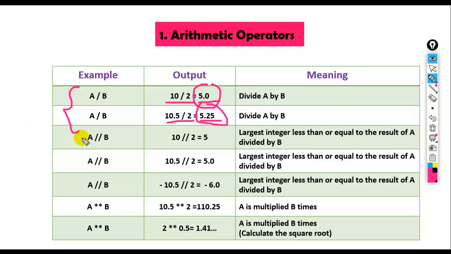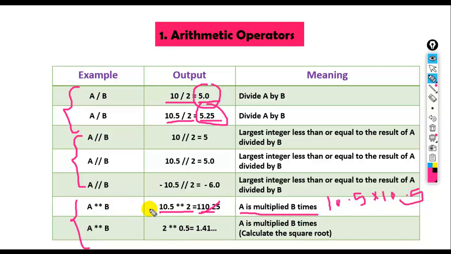Please remember this. So before we discuss how floor division calculates the result, let's discuss power operator first. So here you can see 10.5 raised to 2. And this is the output. A is multiplied b times. So here 10.5 into 10.5 and this is the output. This example is just to show you we can operate power operator on floating point number as well.